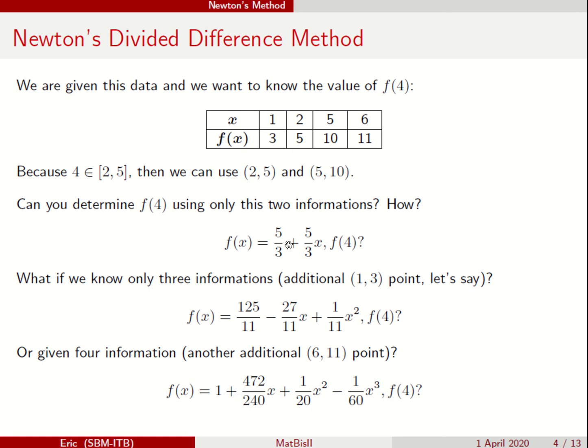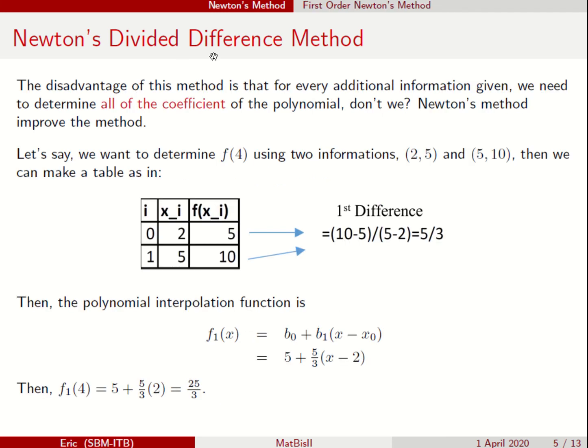So this is not convenient. Why? Because the coefficients always change. And it is not so convenient, because if I have n data points, I have to repeat all of the computation and find an equation and find n coefficients, and that is very cumbersome. So Newton's divided difference wants to improve that method so that the coefficients that we have found stay the same.